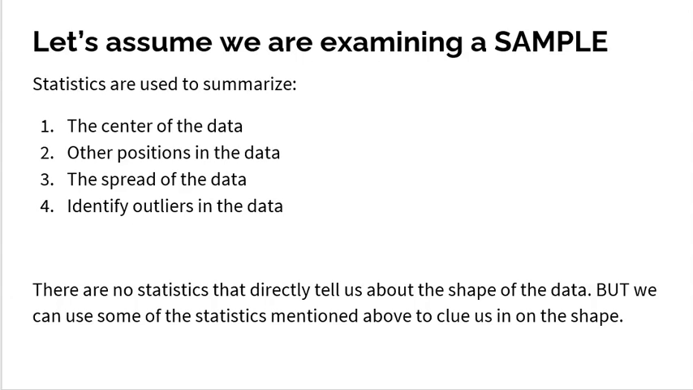There are no statistics that directly tell us about the shape of the data. That's not like we could say, oh, that's a shape 6. No, we use words like skewed left, skewed right. So shape, you've got to use words. But when we talk about center, spread, variability, outliers, now we can actually use numbers.